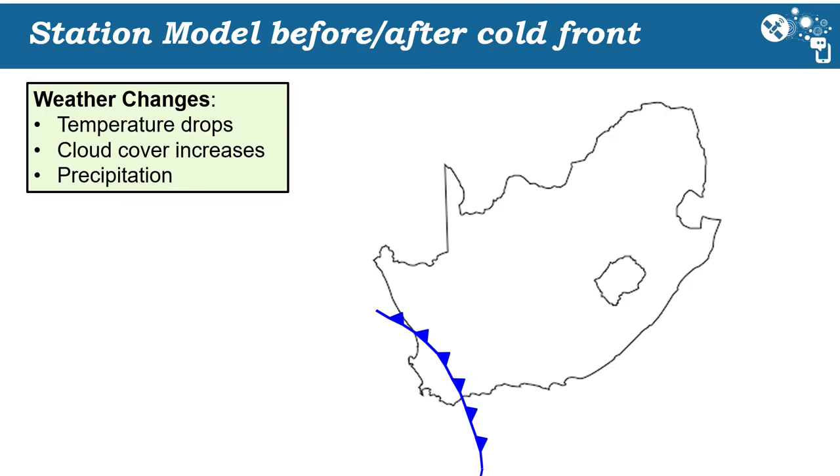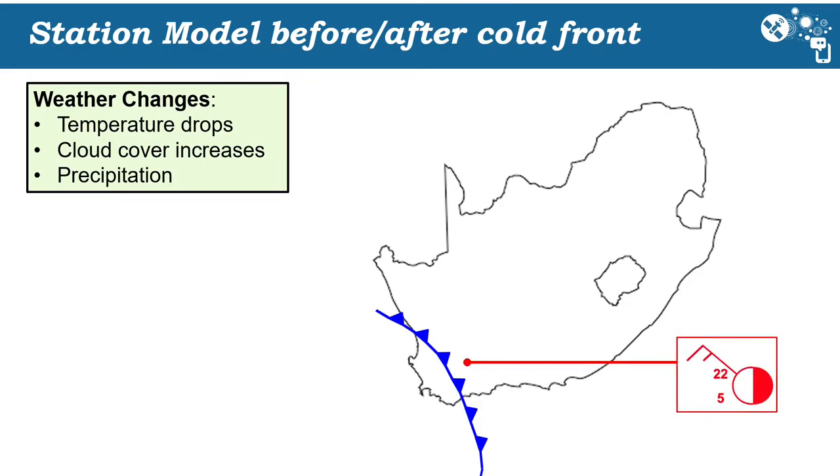So in other words, temperature will drop. It's going to become cold. The cloud cover will increase. There's going to be more clouds visible in the sky, and precipitation means that some sort of rainfall is going to take place when a cold front passes over.